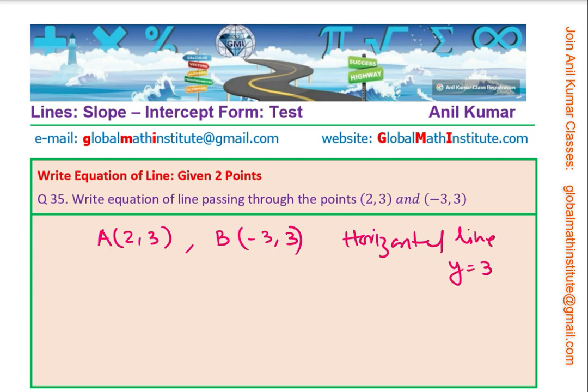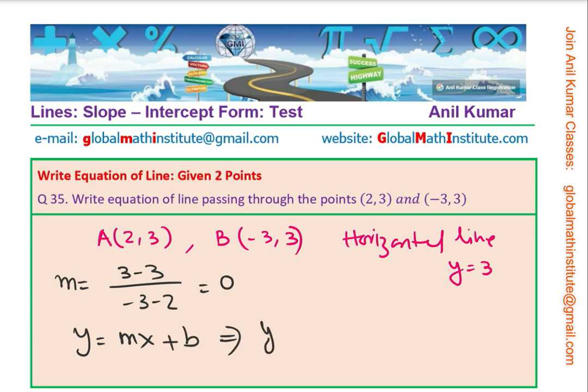But well, if you want to go through the standard way of doing it, what is the slope m? m is y2 minus y1. So we write (3 minus 3) over (minus 3 minus 2), which is 0. Since the slope is 0, the equation y equals mx plus b will reduce to y equals 0 plus b, which is b, right? And the b is just the y value.